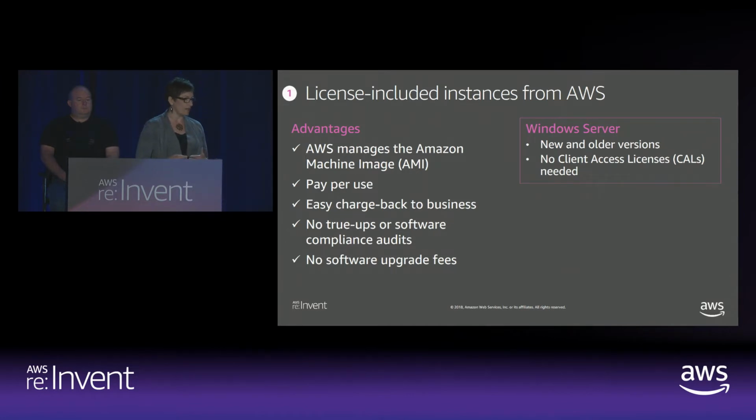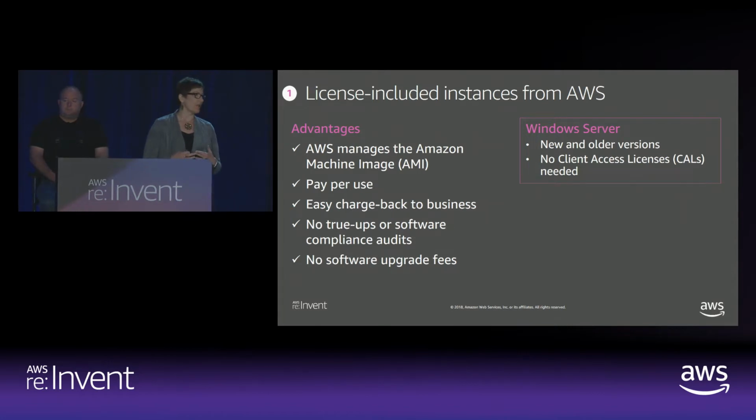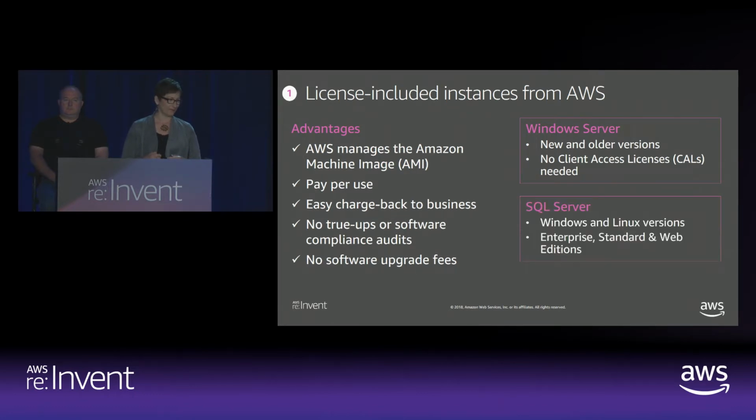We maintain a broad selection of both new and older versions of Windows servers for EC2, ECS, and RDS. When you use license-included instances from AWS, you do not have to pay for separate client access licenses or CALs. We also offer the different versions of SQL Server, from Web Server up to Enterprise Edition. And of course, now with SQL Server 2017, we also offer SQL Server on Linux images available pay-as-you-go as well.